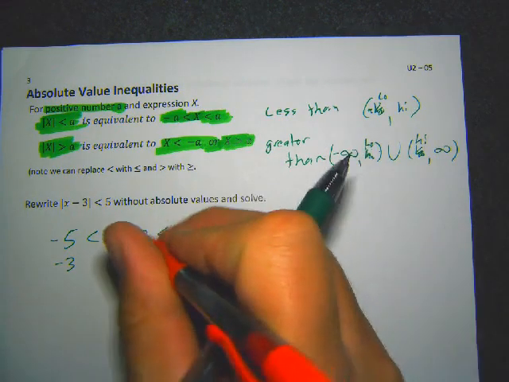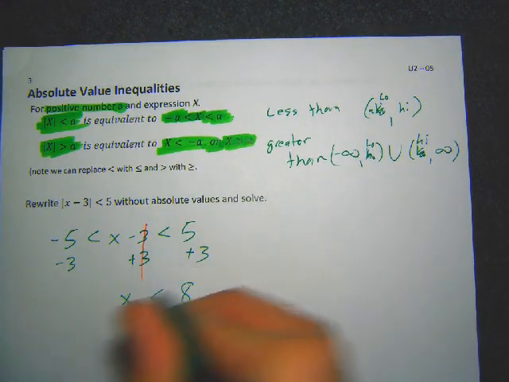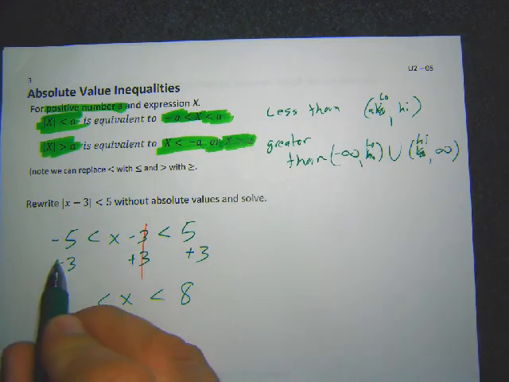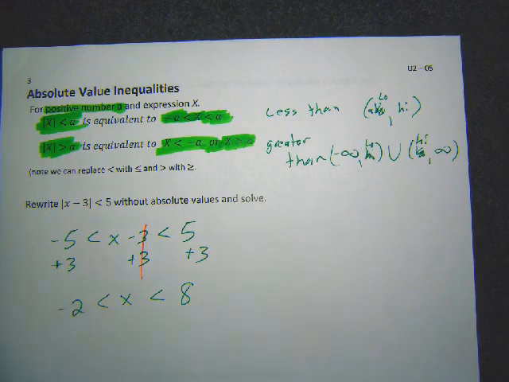So now the +3 and -3 cancel, so we just get x in the middle. 5 plus 3 gives me 8. And -5, or sorry, this is supposed to be +3. It's supposed to be a plus, I don't know why I put a minus there. -5 plus 3 should be -2.